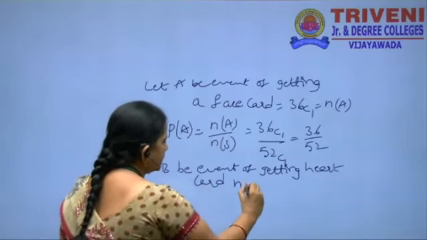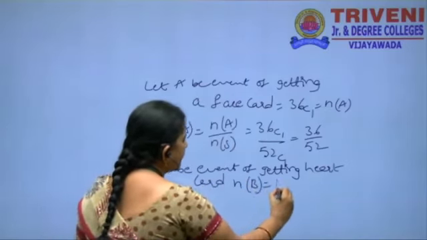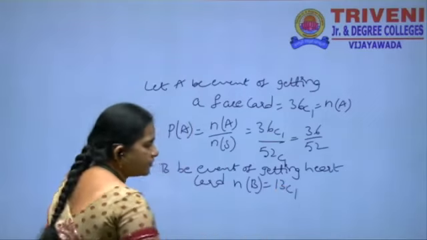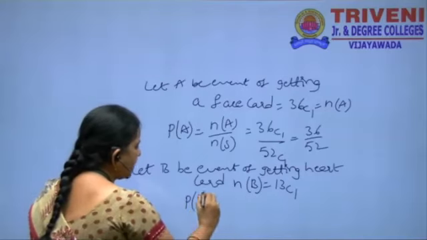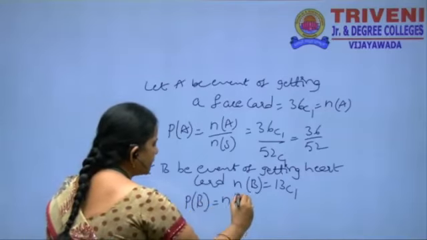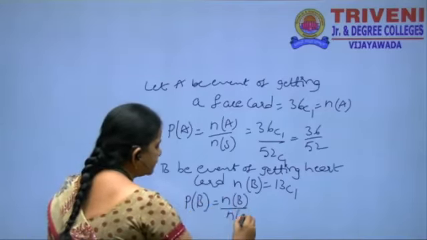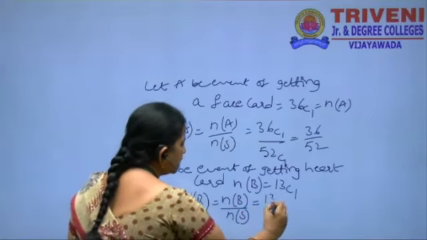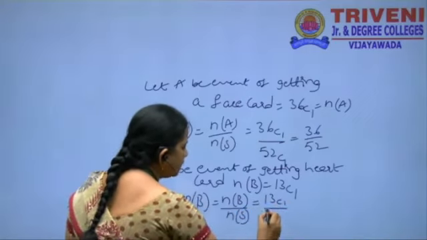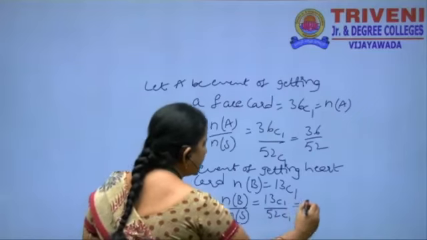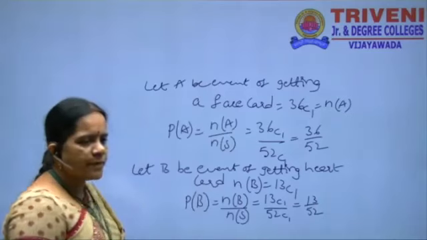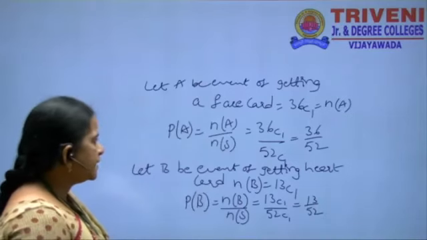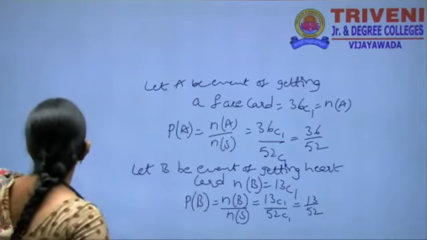N of B is equal to 13C1. Therefore, the probability of B, P of B, is N of B by N of S, that is equal to 13C1 by 52C1, that is equal to 13 by 52. We know the values of P of A and P of B. A and B are independent events.